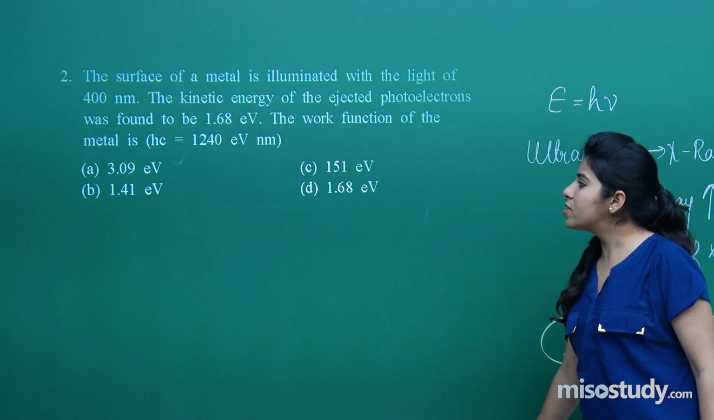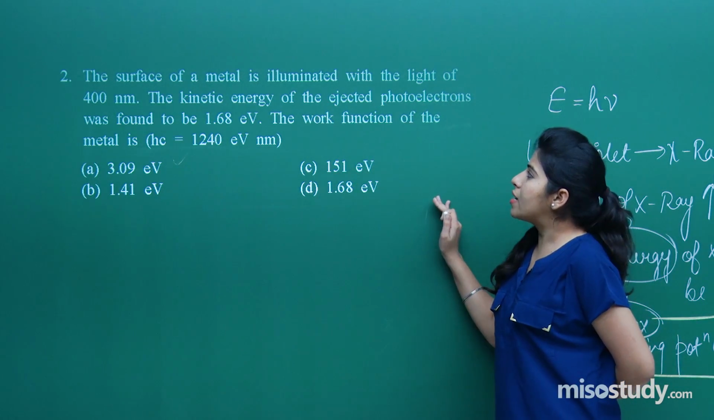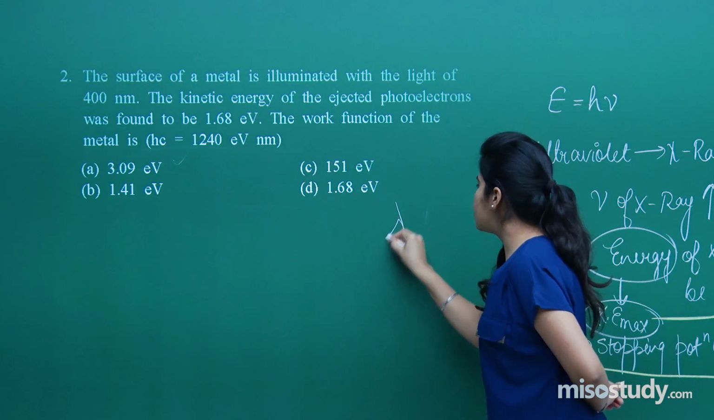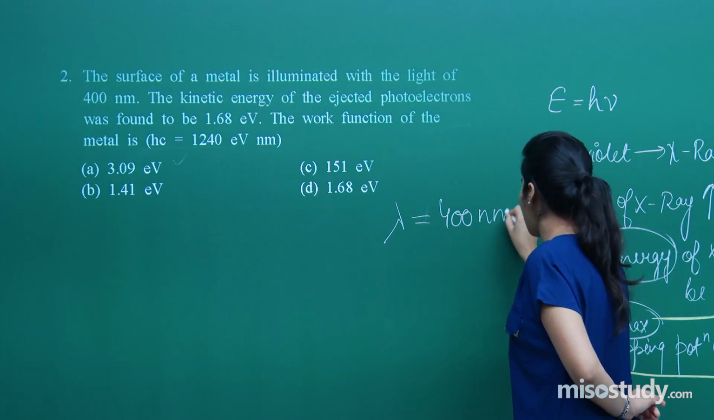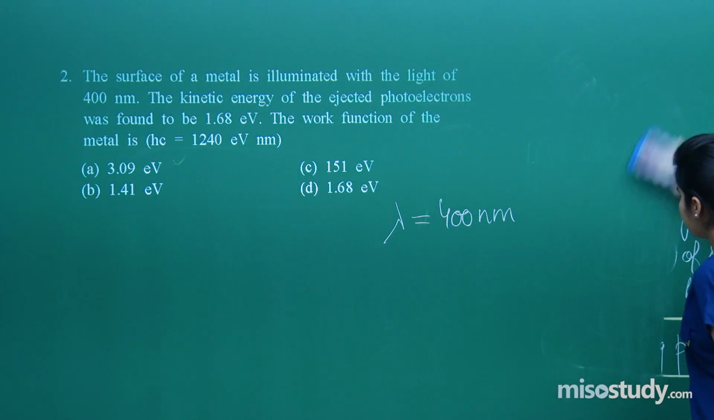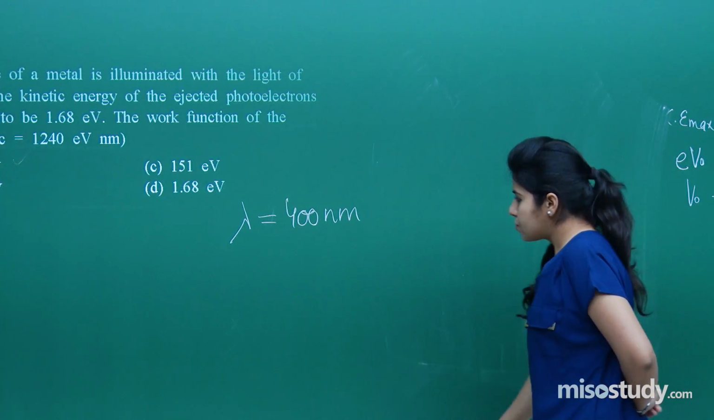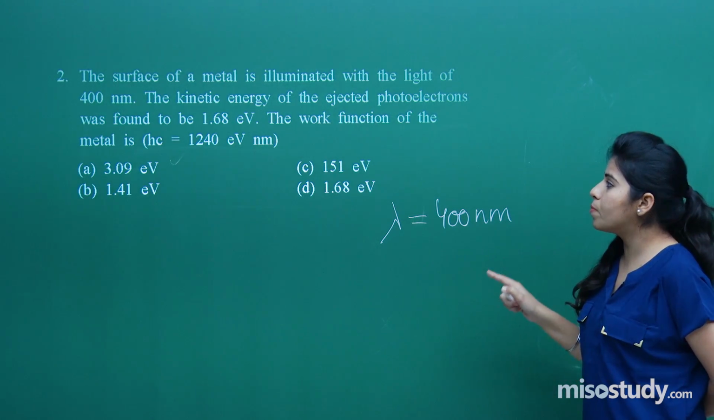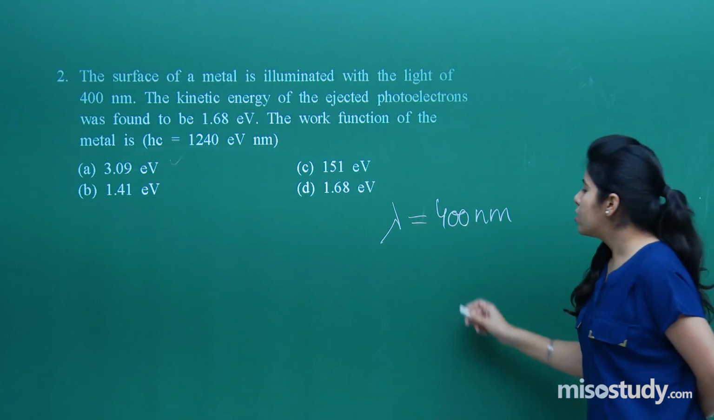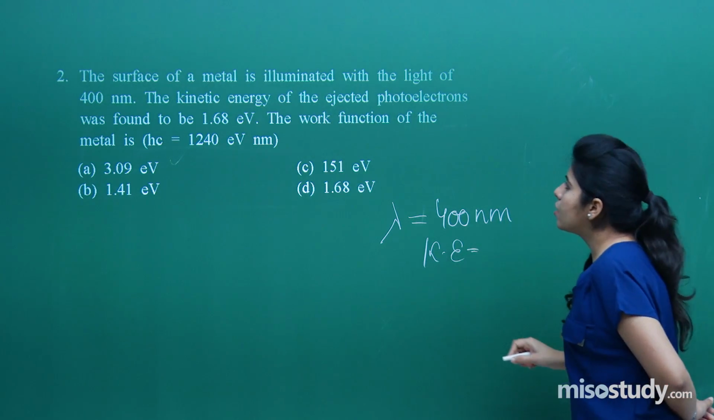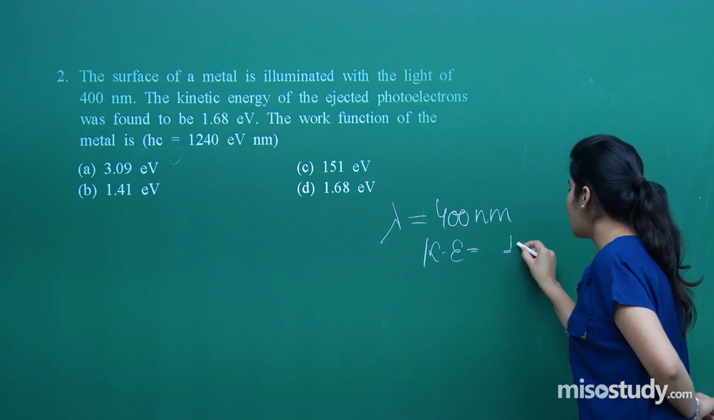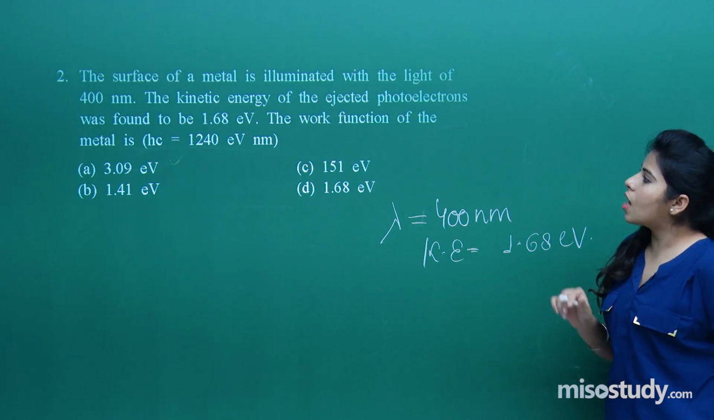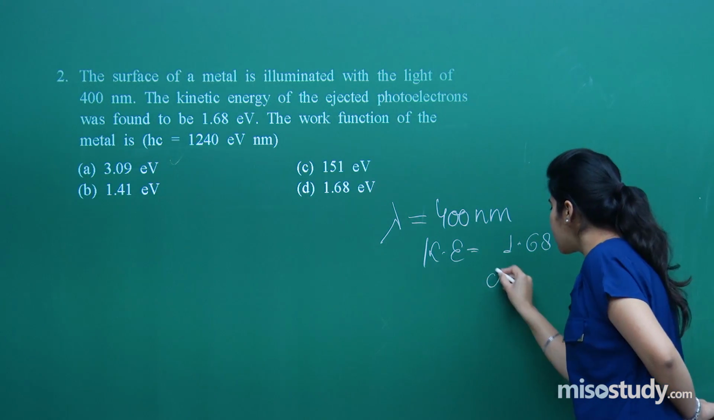So let us see what the second question is. The surface of a metal is illuminated with light of 400 nanometer. So let me write, the wavelength has been given as 400 nanometer. And what else? The kinetic energy of the ejected photoelectrons was found to be 1.68 electron volt. So let me write here, kinetic energy of the ejected photoelectron was 1.68 electron volt. Now, what is the work function of the metal? We have to find this work function.